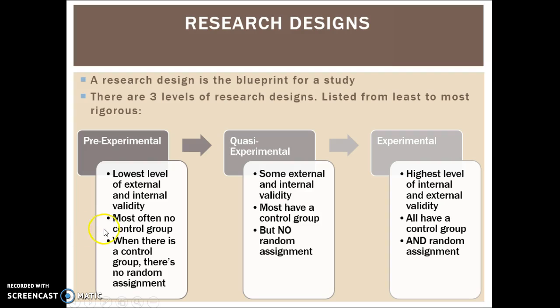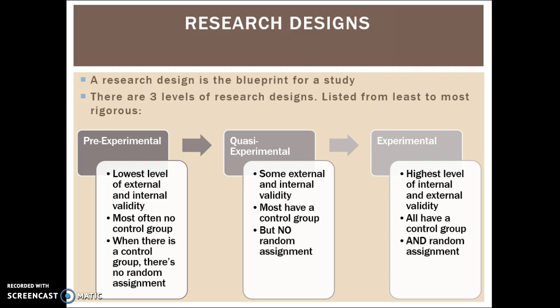The next bullet says that most often pre-experimental designs do not have a control group. A control group just means that aside from having your intervention or treatment group that is receiving the intervention, you also have another group of people who you're also giving a pre-test and or a post-test to, but they are not getting the intervention. So that's your control group.